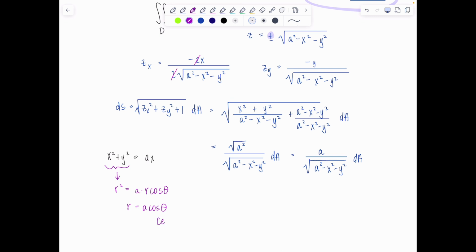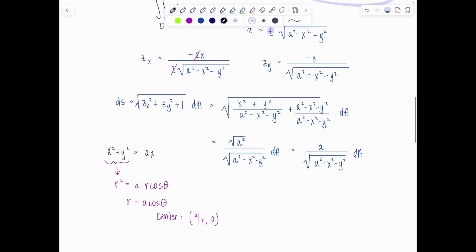At a? No, not quite. Almost. Where? (a, 0)? Half of it, right? a over 2, comma 0. So that constant a is the diameter. It's always double the radius. And it's centered on the x-axis. The radius is a over 2. So let's draw it.